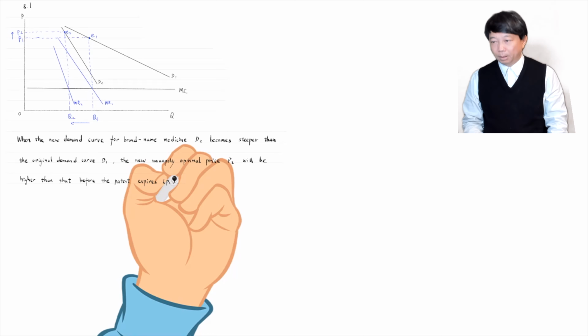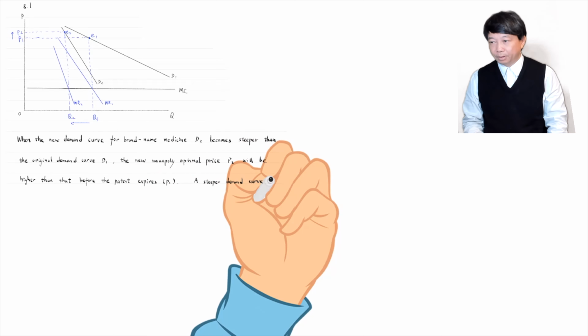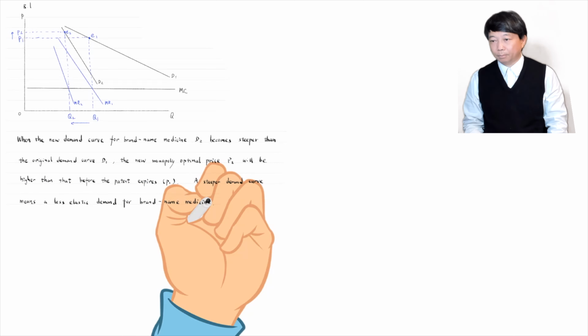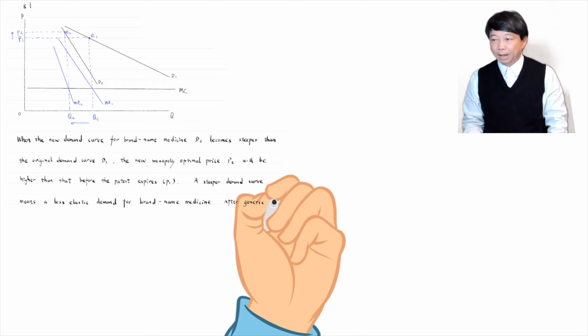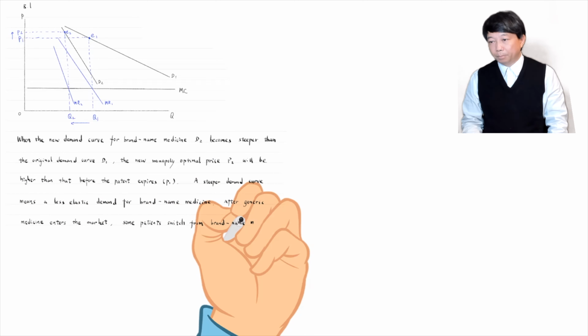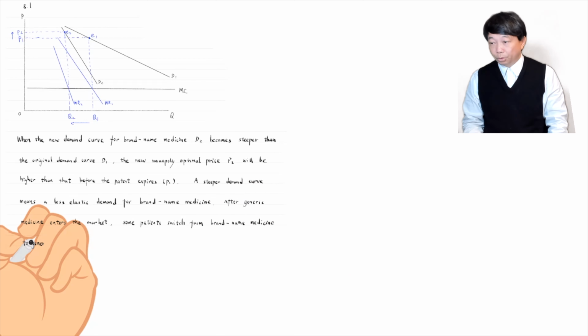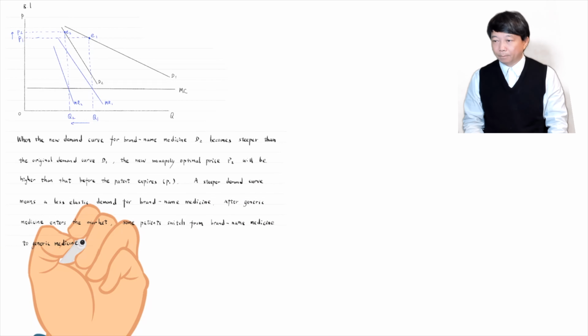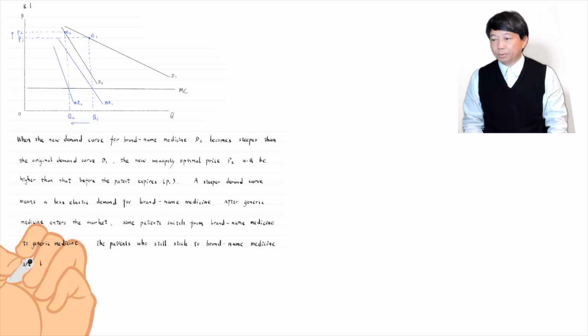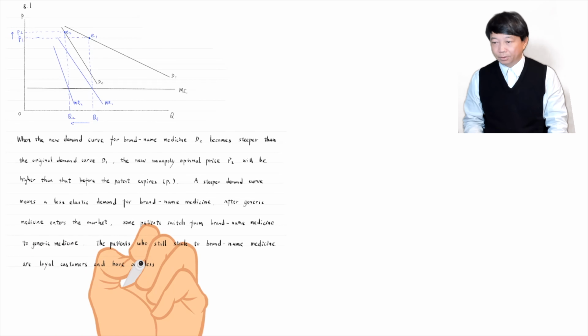A steeper demand curve means a less elastic demand for brand name medicine. After generic medicine enters the market, some patients switch from brand name medicine to generic medicine. The patients who still stick to brand name medicine are loyal customers and have a less elastic demand.